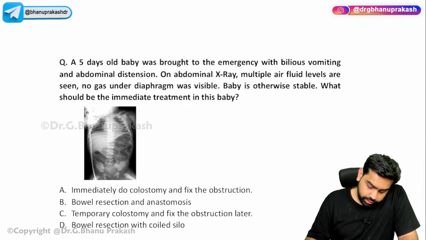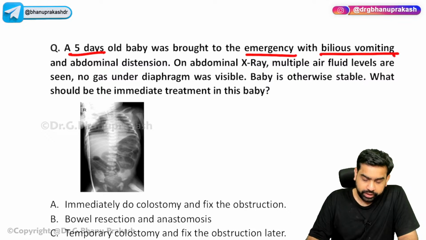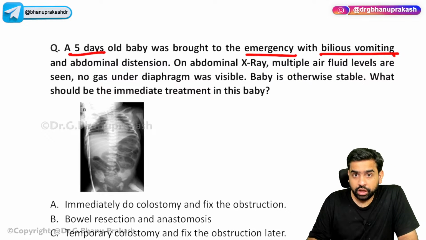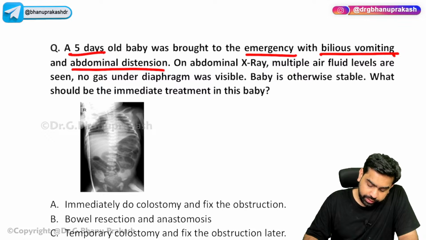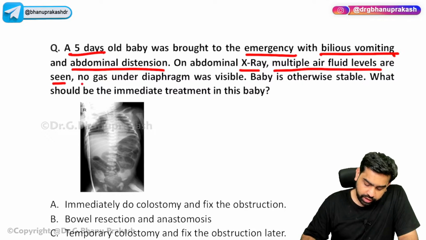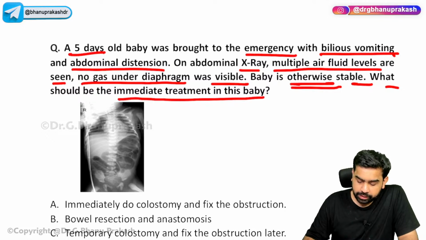Now, this is a good question. Just try to understand this. A 5-day-old baby has been brought to the emergency with bilious vomiting. There's abdominal distension. On abdominal X-ray, multiple air-fluid levels are seen. There is no gas under the diaphragm. The baby was otherwise stable. What should be the immediate step in the management of this baby?